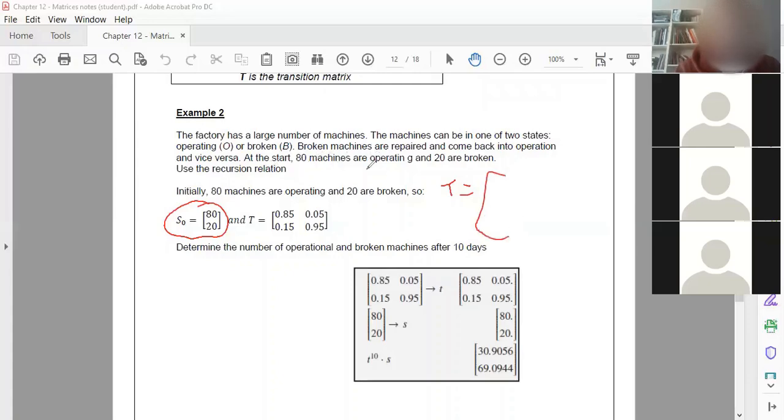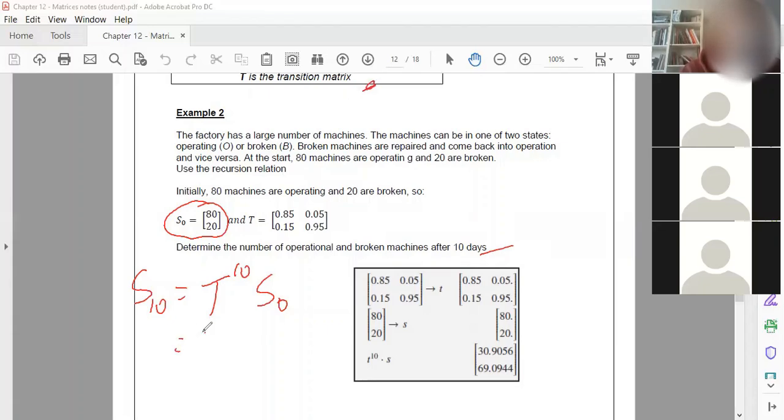I know they didn't give us the transition matrix, so I can't do that with you. They've given it to us already set. Determine the number of operational and broken machines after 10 days. So really what we're going to do is S of 10, 10 days, that's what we want. We're going to do T to the power of 10 times S of 0. That's using the rule in the box up here.